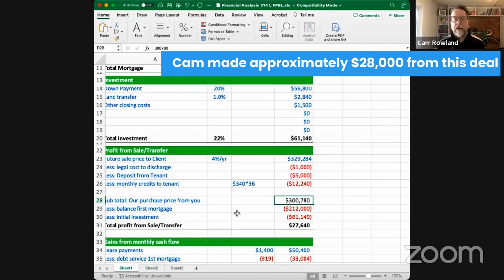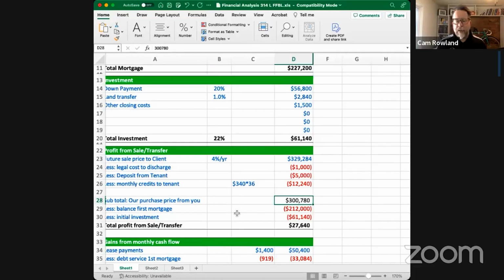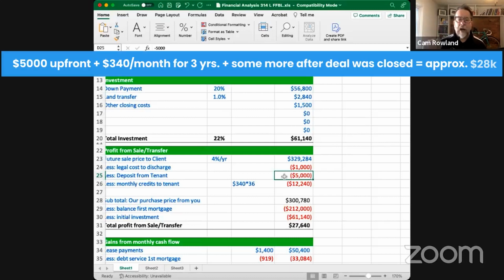I'm not showing you that contract here. And with my time and my expertise, I put together this deal, and I got monthly cash flow of $340, and I got an upfront deposit of $5,000, right? So that covered my vacancy costs if they were to leave, all that sort of stuff. So my profit on this deal over the 3 years was approximately $28,000. I got $5,000 upfront. I got $340 each month for 36 months. And then when the deal closed, I received a little bit more money.